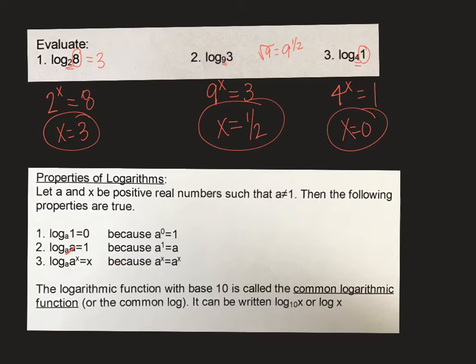And then if you have log base a of a to the x, that's going to equal x, because a to the x has to equal a to the x. And again, you can kind of think of it as canceling those out, because exponentials and logarithms are inverses of each other.